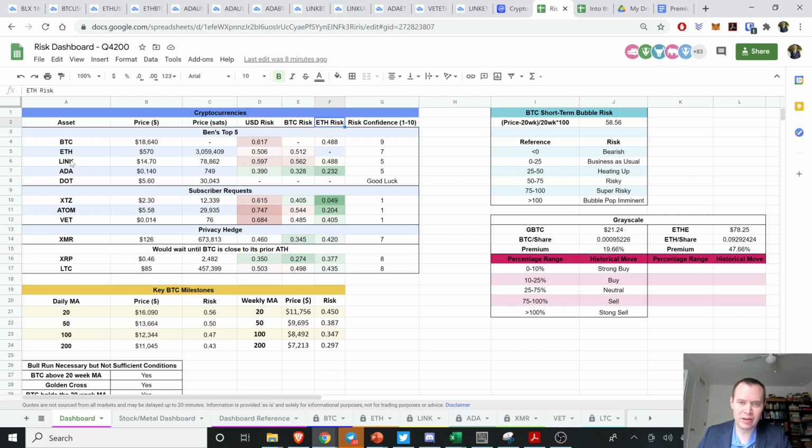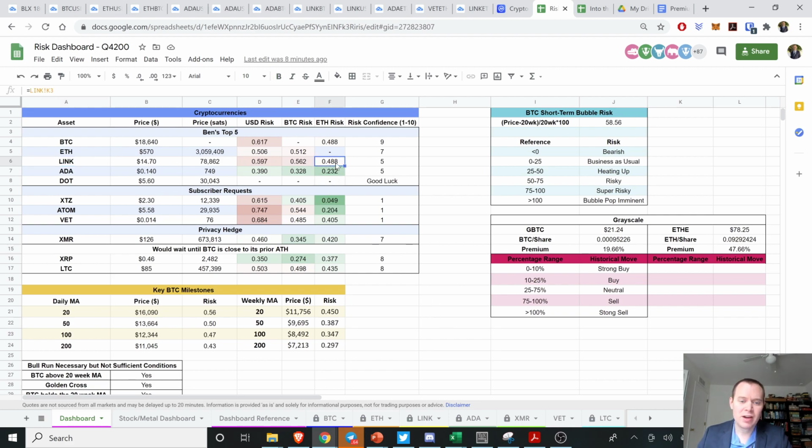So for instance, let's say I want to go buy Link. Should I buy it with USD? The risk is almost 0.6. Probably not a good idea. Should I buy it with Bitcoin? Well, it's 0.562. Probably not necessarily the best idea. Ethereum actually looks a little bit more attractive. You can see that buying Link with Ethereum could carry some merit.